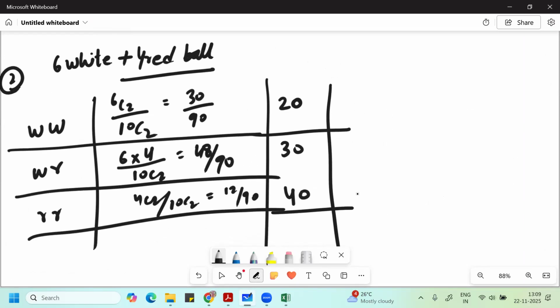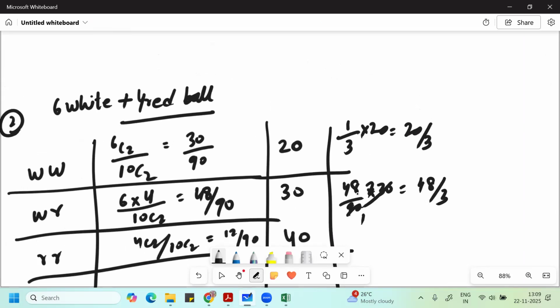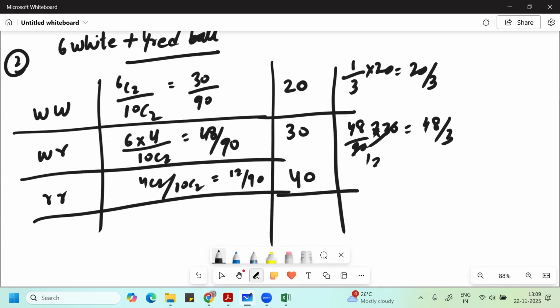Expected value would be 30 by 90, which is 1 by 3, into 20, means 20 by 3. Then 48 by 90 into 30 is 48 by 3. And 12 by 90 into 40 is 12 into 4 by 9. 3 fours are 12, so this is 16 by 3.